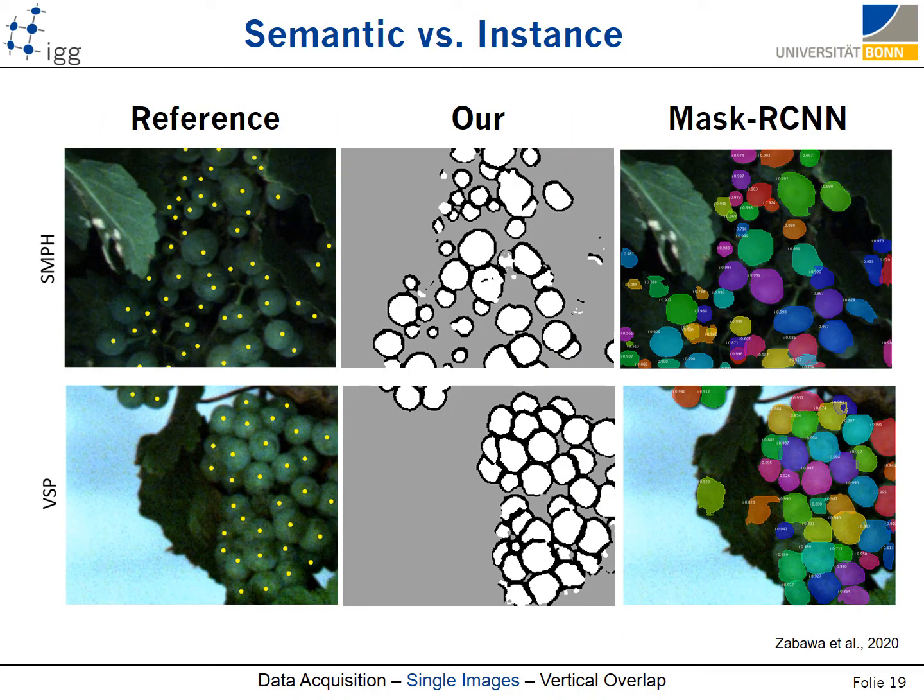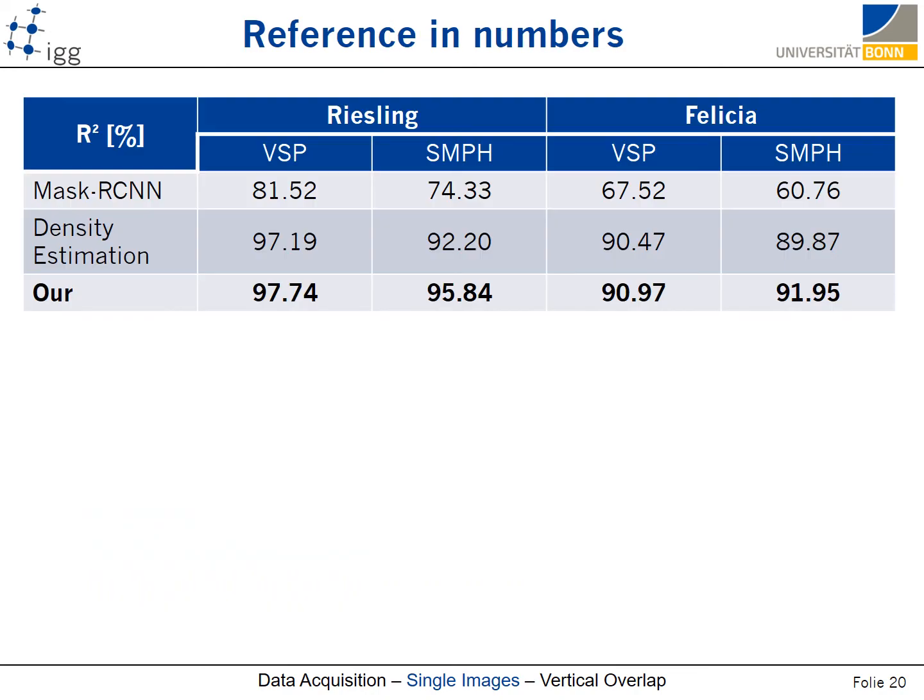Here you see a qualitative comparison between the manual dot annotations, which were used for the reference, the output of our pipeline in the middle, and the results from the mask RCNN on the right side. The instance segmentation approach tends to find more than the present berries. To compare the results in numbers, we investigate the R-square plots again, seeing that our method works best compared to the others. The mask RCNN achieves significantly worse results, while the density estimation approach is close to our solution.